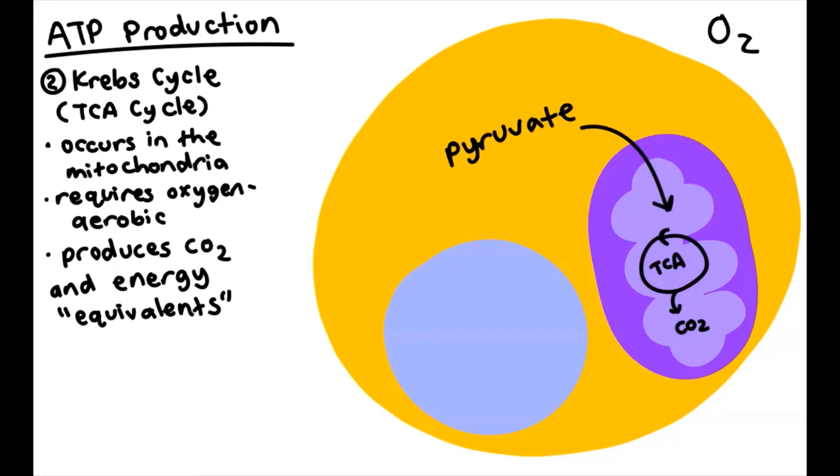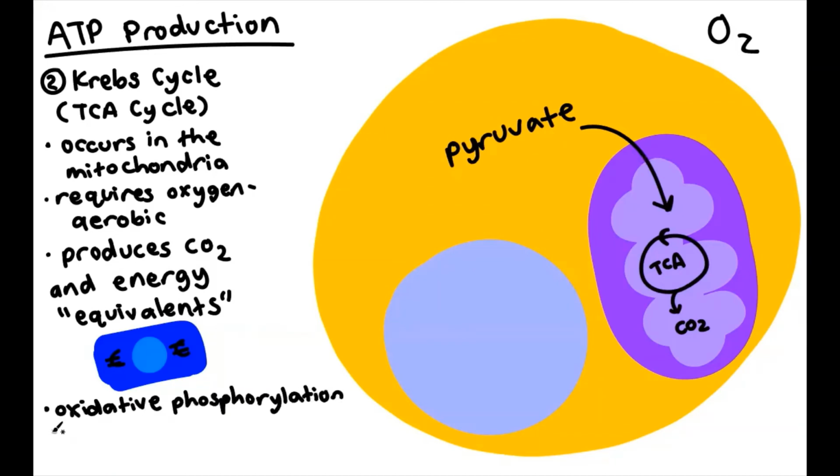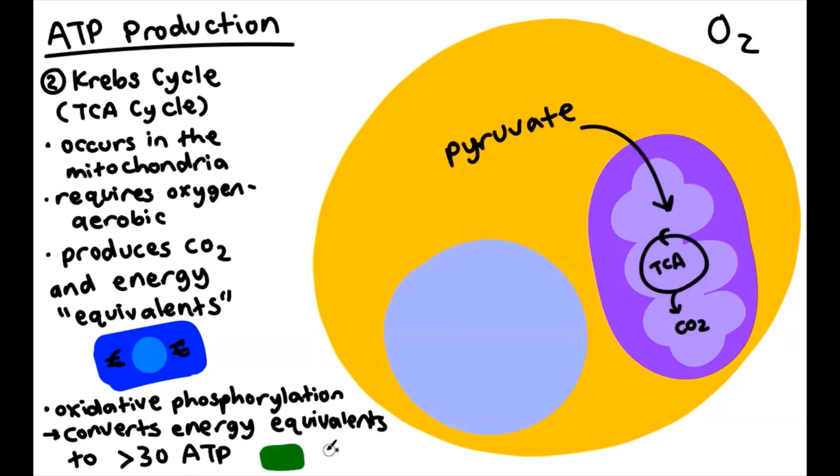These are molecules that contain a lot of energy, but the body can't use it in those forms. It's kind of like using currency from another country here. It has value, it just needs to be exchanged before it can be used. This is where oxygen becomes important. Through a process called oxidative phosphorylation, these energy equivalents get their energy converted into ATP. Ultimately, this produces over 30 ATP. And again, the number isn't very important, but notice that this is a lot more than is produced by glycolysis alone. Lipids can also go through the Krebs cycle, and so can proteins.